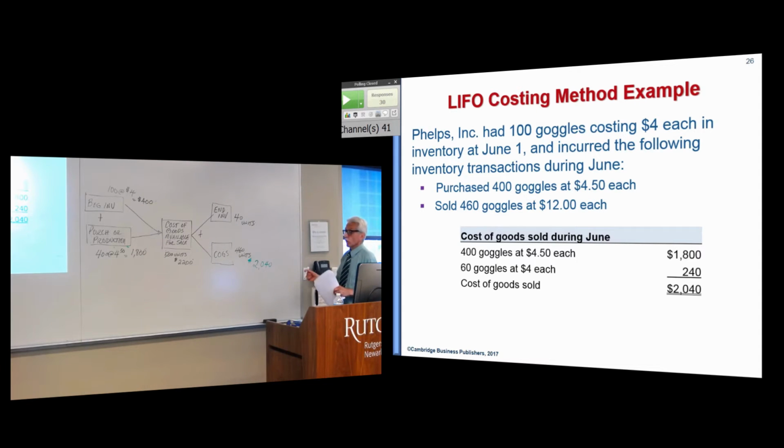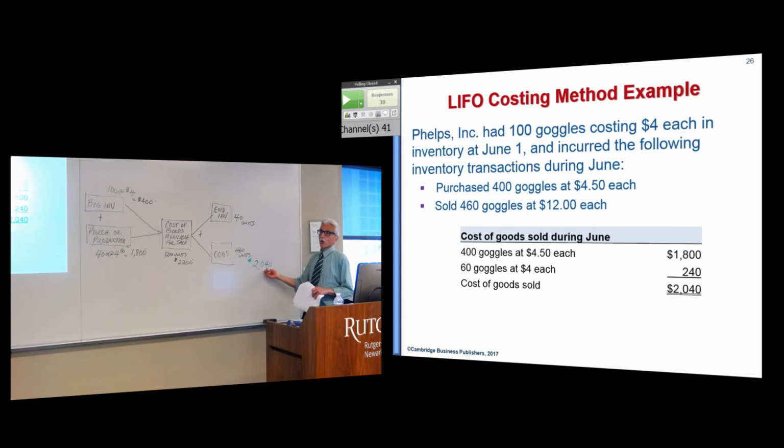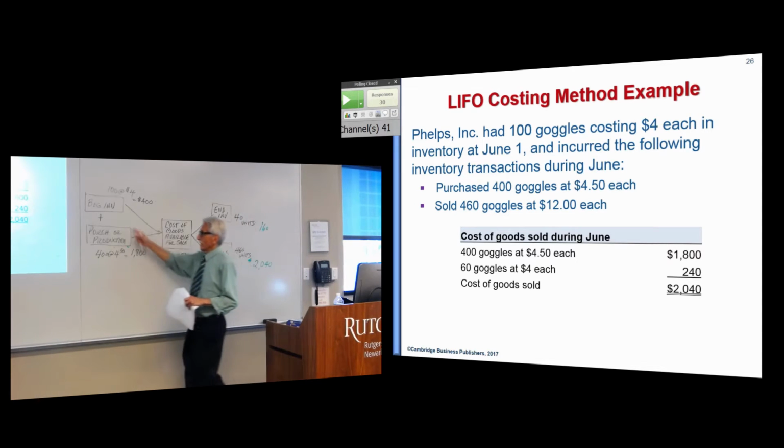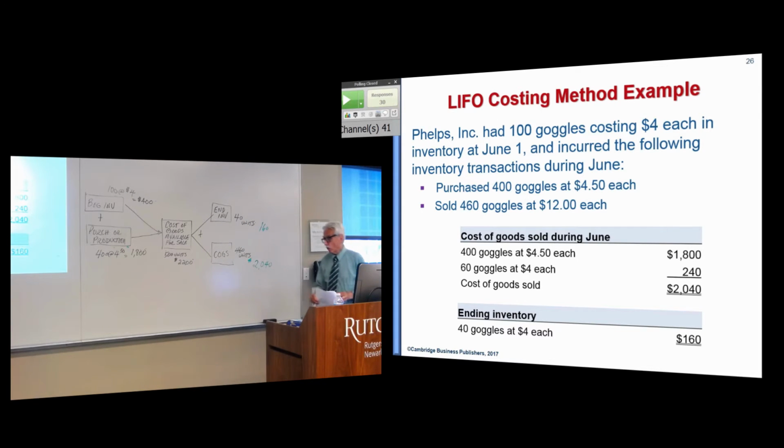Now, the ending inventory, by the way, if you're in an exam scenario and you're very confident, you should realize that if I said, give me the ending inventory and the cost of goods sold, if you got the cost of goods sold, you know that you've got a total of $2,200 to work with. If 2,040 is your income statement, balance sheet's got to be 160. But the way to get the 160 is to tell you that it's coming out of the beginning inventory. You've got 40 units left at 4.